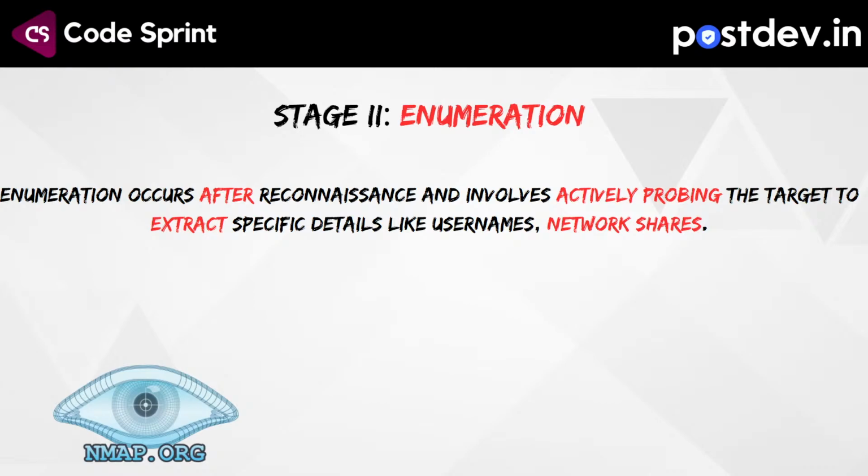So stage two is enumeration. Enumeration occurs after reconnaissance and involves actively probing the target to extract specific details like usernames, network shares, etc. The goal is to find vulnerabilities and potential points of entry for exploitation, where attackers might have the advantage to enter the network of whatever organization we are working for. Examples include user enumeration, NetBIOS and SNMP enumeration, and operating system fingerprinting, etc.